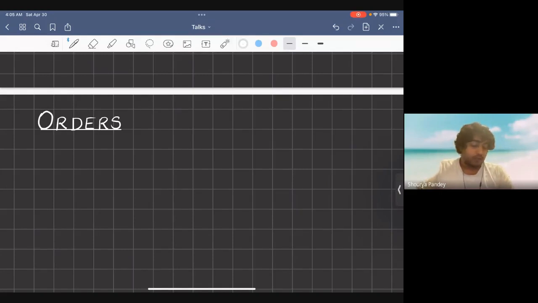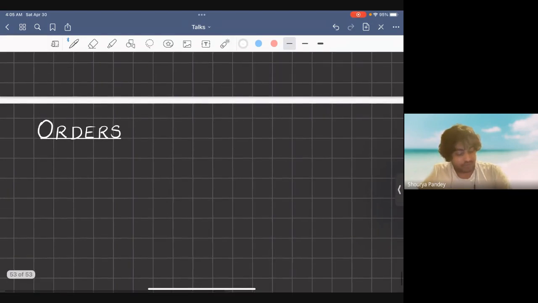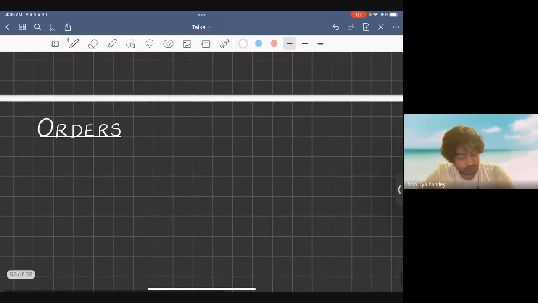This talk is going to be fairly elementary, and we're just going to introduce orders and do some easy to medium problems. Okay, so let's just define order. Let's just start with an example.